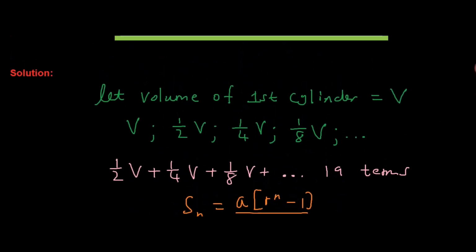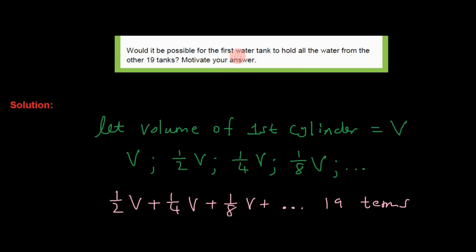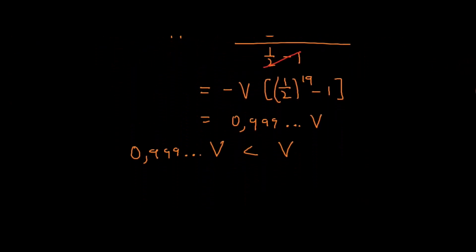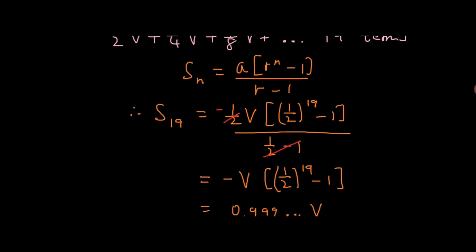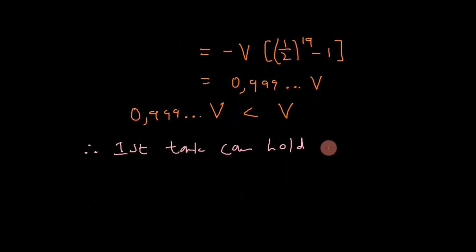Then, to answer the question, would it be possible for the first tank to hold all the water from the other 19 tanks? The answer therefore is yes. So we can say that the first tank can hold the water from the remaining 19 tanks.